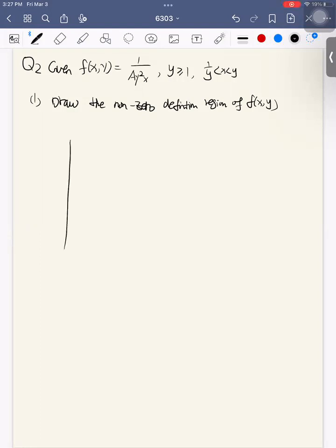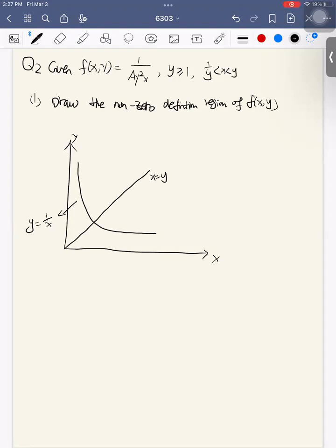So here, we can draw the coordinate first. First, we can draw the line, which is x equal to y. And the other line looks like that. This line is y equal to 1 over x. And here, the intersection is y equals 1. So the non-zero definition region is this shaded area here.